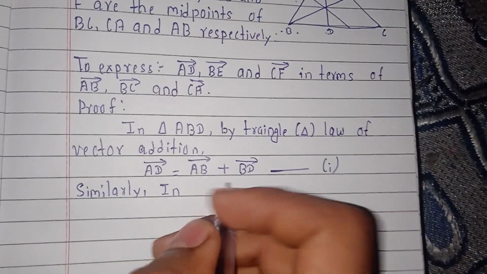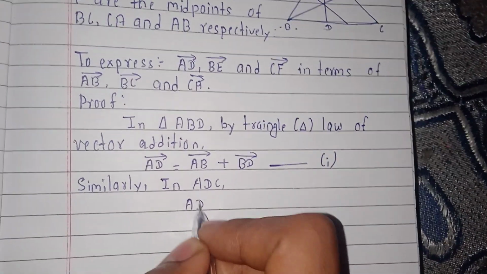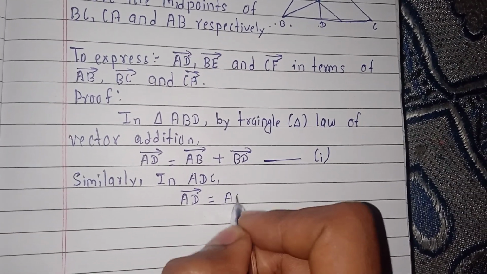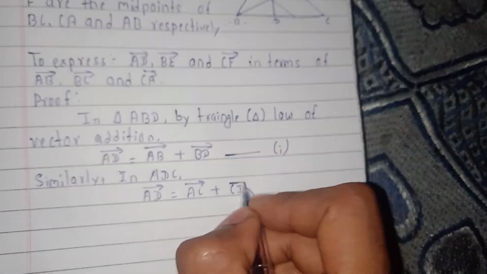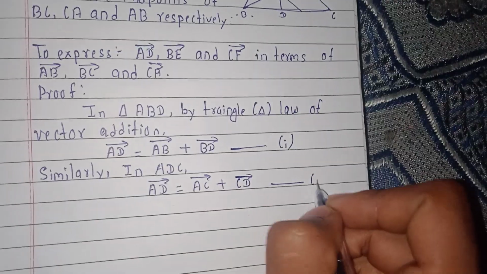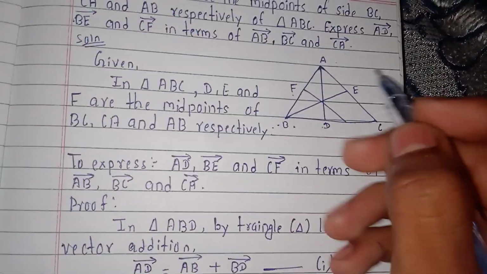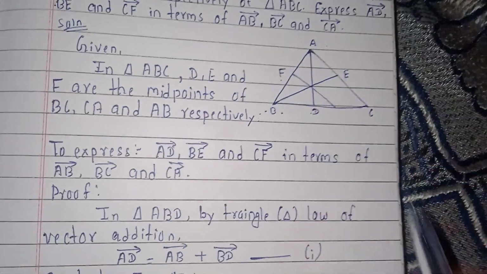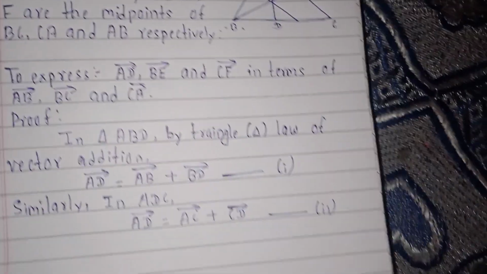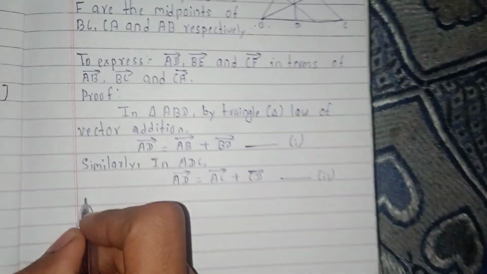Similarly, in triangle ADC, AD vector means AC vector plus CD vector. This is the second equation. Then we add the first equation and the second equation.